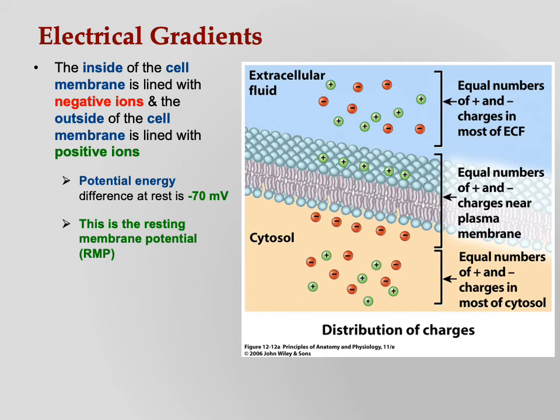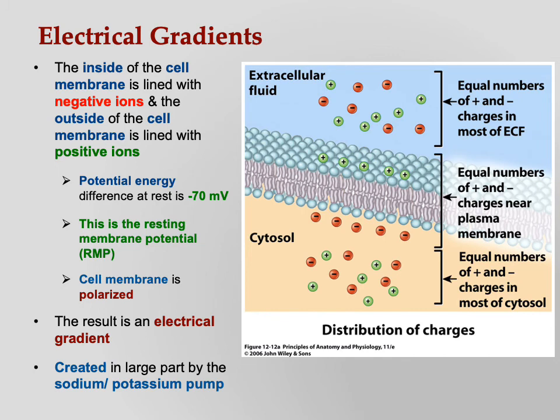The way to think about that is just that the cell membrane normally has a charge of negative 70, all right? We say the cell membrane is polarized. That means it has a different electrical charge on the two sides. It's not at equilibrium, okay? That creates the electrical gradient, okay? The inside is more negative, the outside is more positive. And once again, that's created because of the sodium-potassium pump.